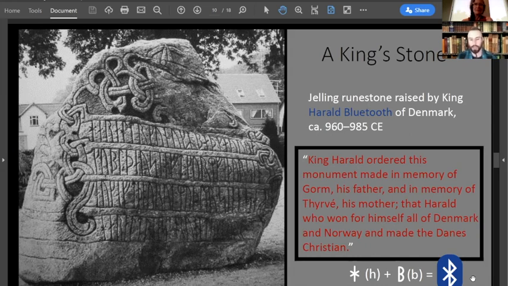And some people believe that this runestone actually inspired the later Swedish runestone craze, which we'll get to in just a moment. But first I wanted to point out this symbol down here, which you might recognize. This is the Bluetooth symbol, or the Bluetooth technology. And this is actually a bind rune, which is a combination of runes. And in this case, it's a combination of the Younger Futhark H and the B, which stands for Harald Bluetooth. So there you go, you have runes on your phone.